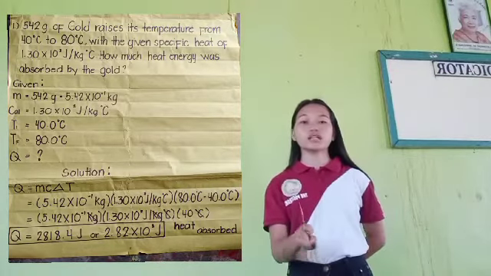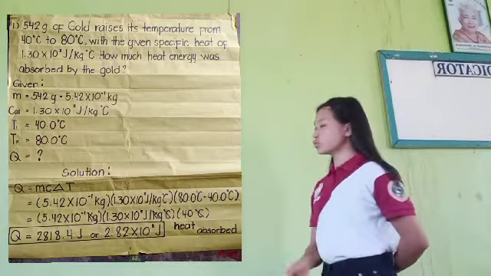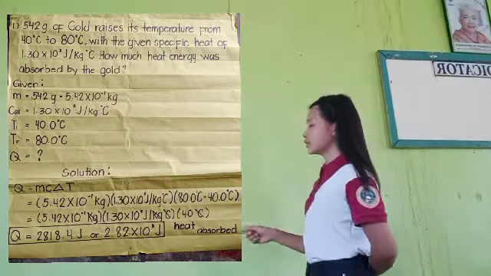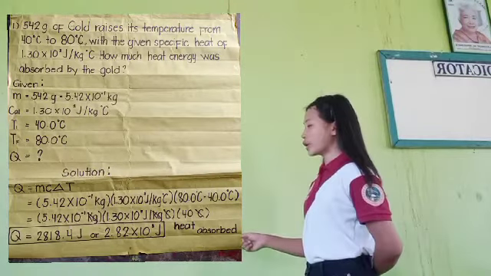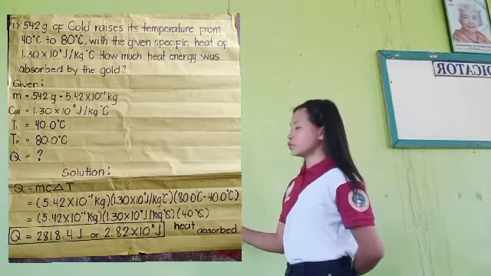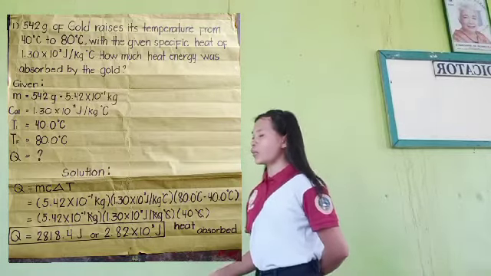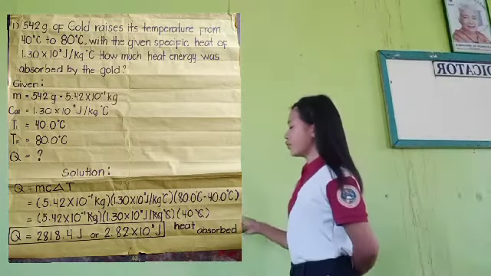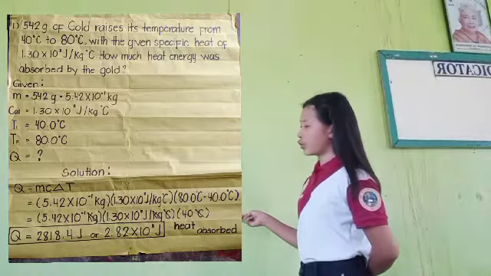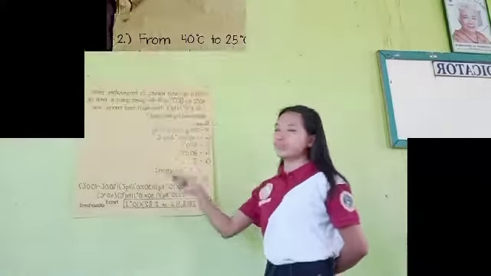So if we calculate that, it would result to 2,818.4 joules, or 2.82 times 10 to the power of 3 joules. And this is what we look for, which is the heat absorbed by the gold.